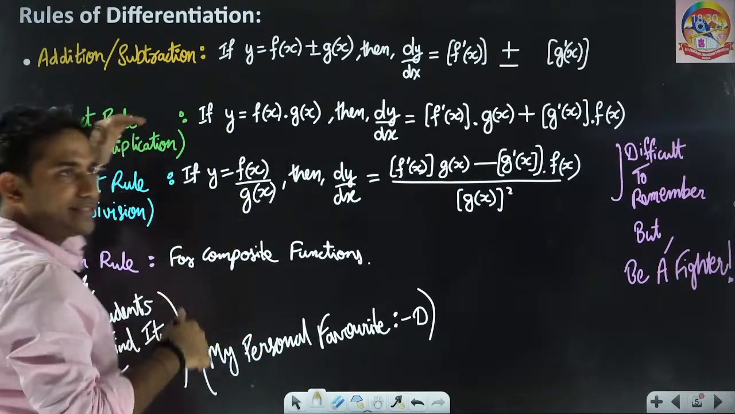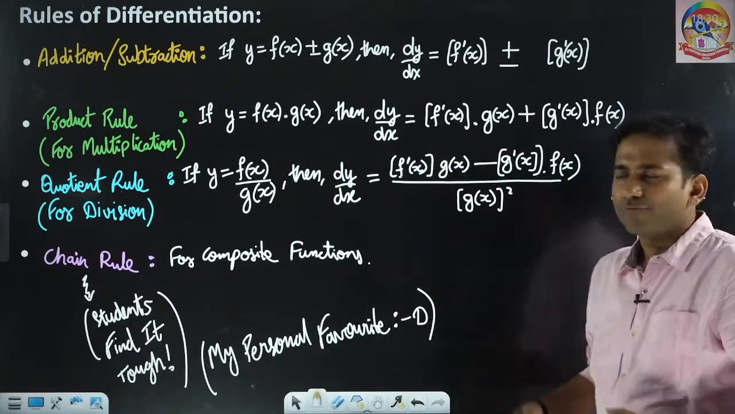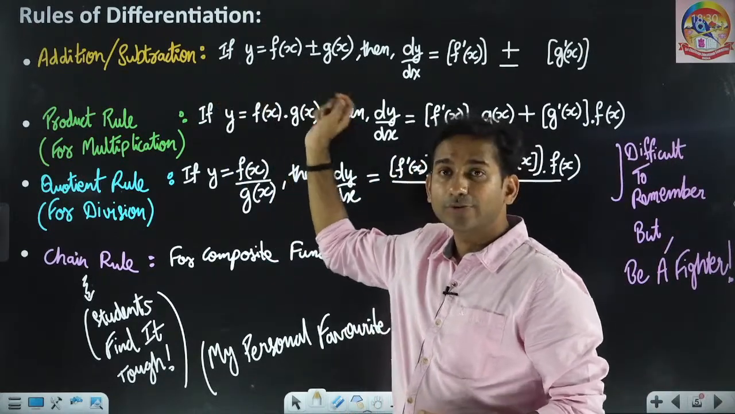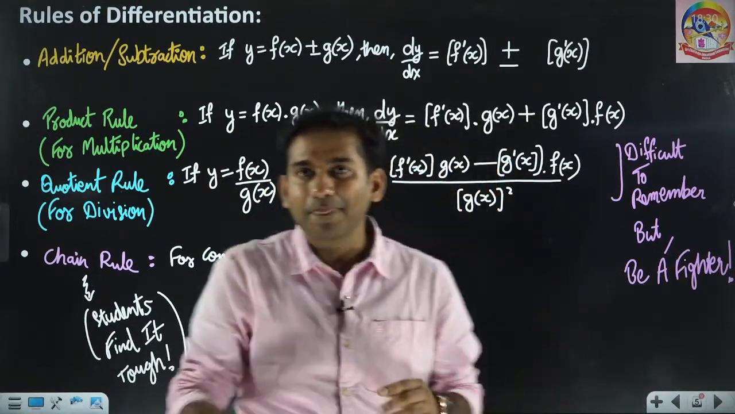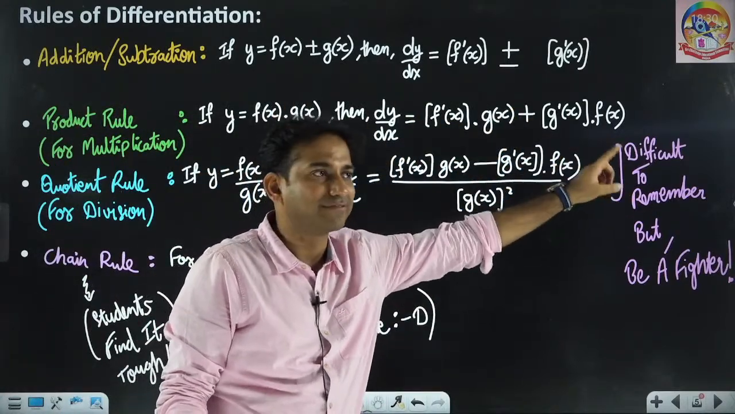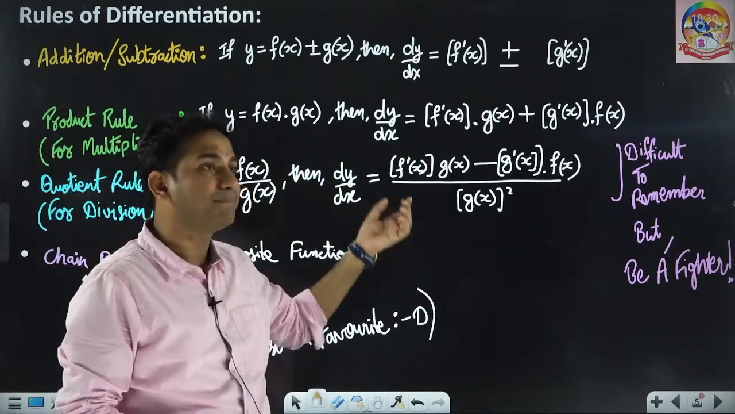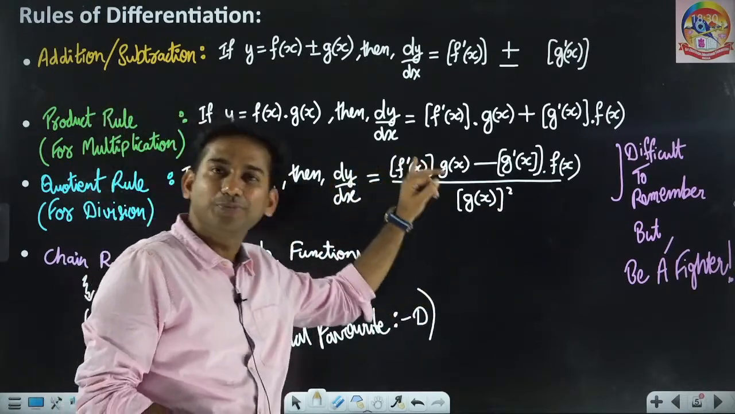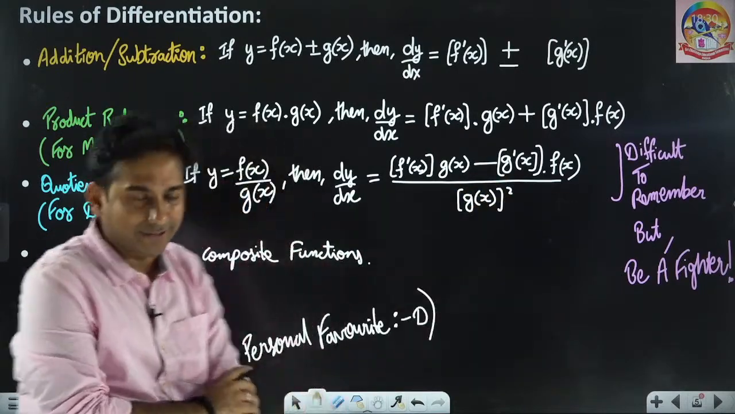So okay, this is just a slide for your revision, in which I told you how to do it and when the rules will be applicable. In addition and subtraction, you differentiate the individual terms and the plus or minus is kept as it is. In multiplication, one at a time: differentiation of the first one, second one as it is, plus differentiation of the second one, first one as it is. In the quotient rule, the denominator becomes denominator square, the numerator is the numerator's derivative with the denominator as it is, minus the denominator's derivative with the numerator as it is.